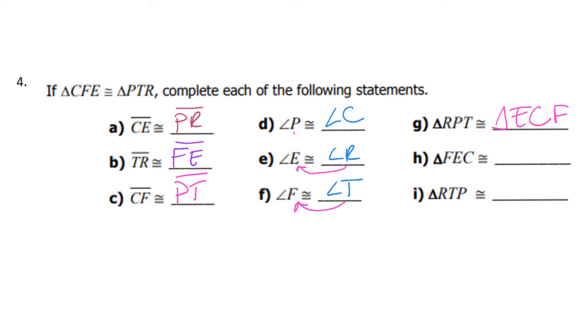I'm going to erase those arrows. I'm going to do it again on the next one in a different color. Hopefully this is helping you see how writing all of that out helps you. So F correlates to T, so triangle T. E correlates to R. C correlates to P.